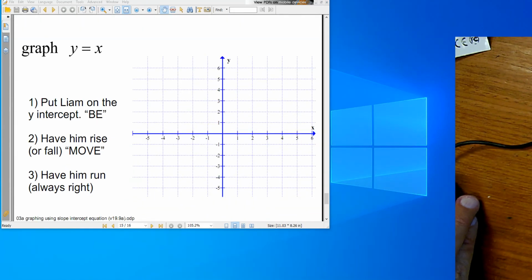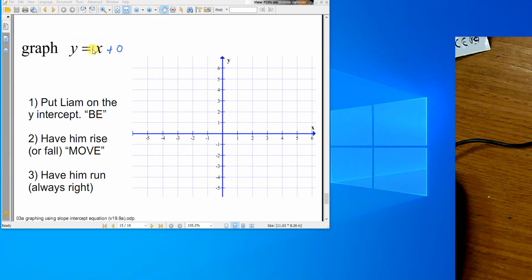Ooh, okay. Y equals x, how about this? Plus 0. And what's in front of this? A 1 over 1. He starts at 0, he goes up 1 over 1, up 1 over 1, up 1 over 1, and he continues it in the opposite direction also.